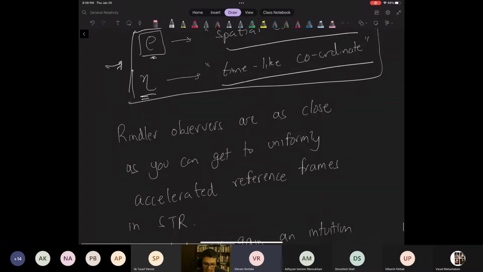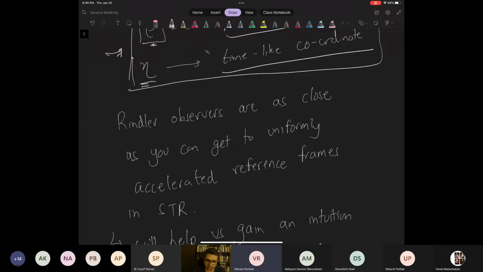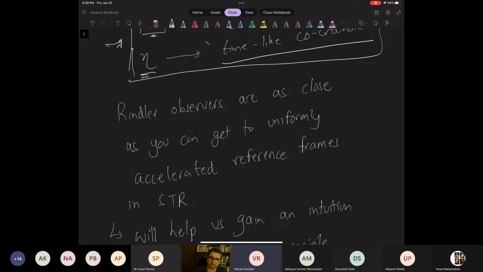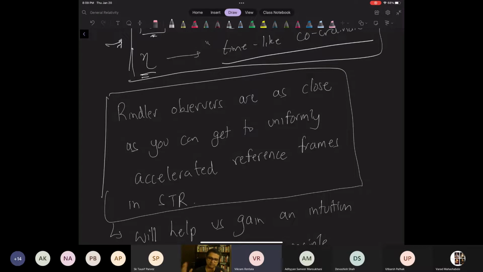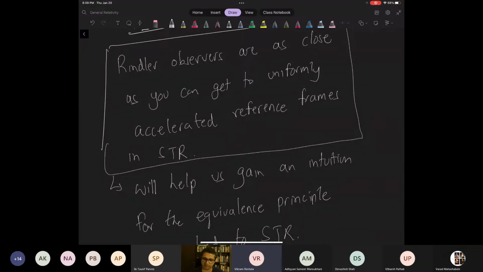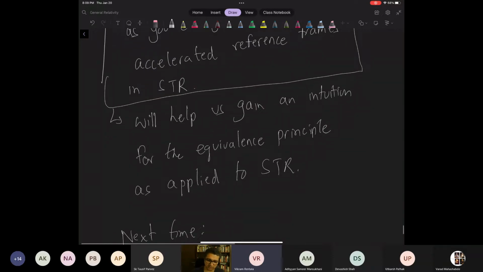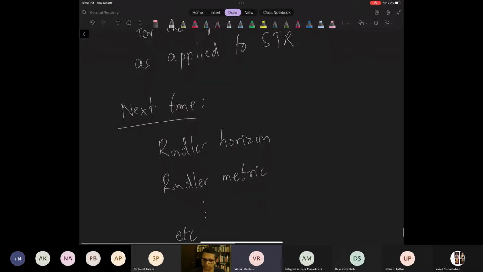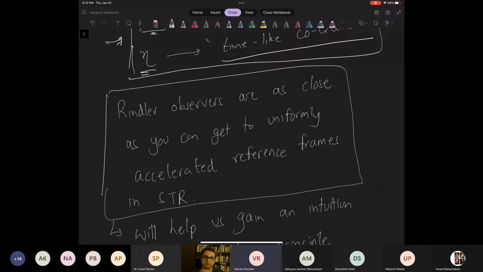Okay, and these Rindler observers are, because of all the constraints that I told you about earlier, right? You cannot have constant acceleration in frame S prime, so it's only possible to have constant acceleration in the MCRF. And secondly, if I try to take a family of observers and maintain a common fixed distance between them, then the only way that can happen is if all these observers have different accelerations in their MCRFs. So these Rindler observers are as close as you can get to uniformly accelerated reference frames in special relativity. And because we discussed the equivalence between uniformly accelerated reference frames and uniform gravitational fields, understanding Rindler observers is really going to help us gain an intuition for the equivalence principle as applied to special relativity. So if there are any questions here, otherwise we'll move on to discussing more about Rindler observers.